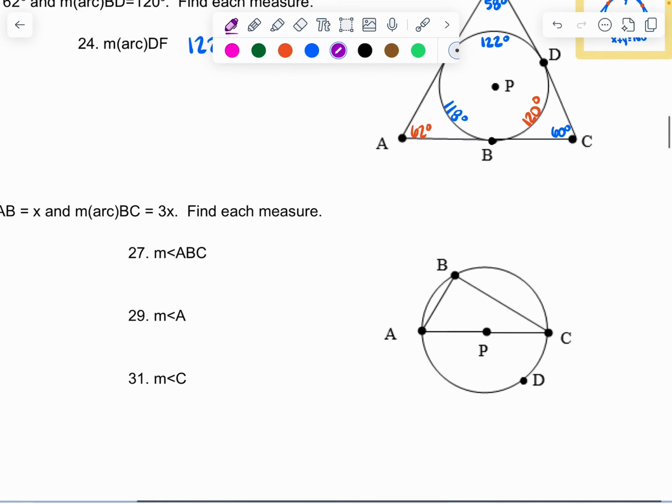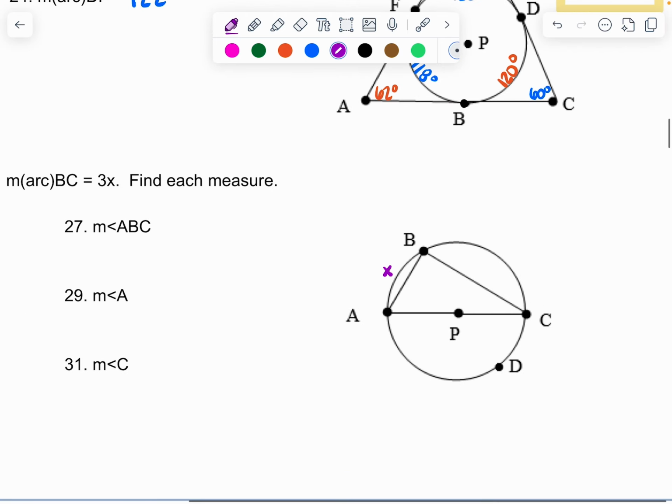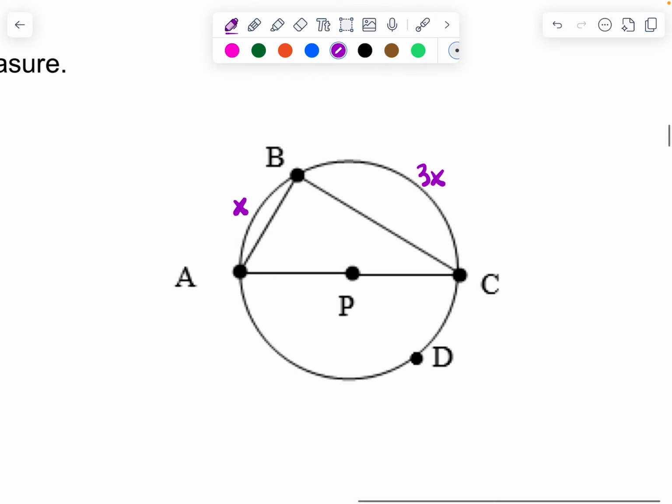Arc AB is x. Okay, I'm going to label that. And arc BC is 3x. Again, I'm going to go ahead and solve for basically everything in this circle because it's pretty quick and easy to do. It would be difficult to do if you did not completely recognize that this is a diameter. You have to see that. That is so imperative in this problem, that you notice that AC is a diameter of this circle, right?